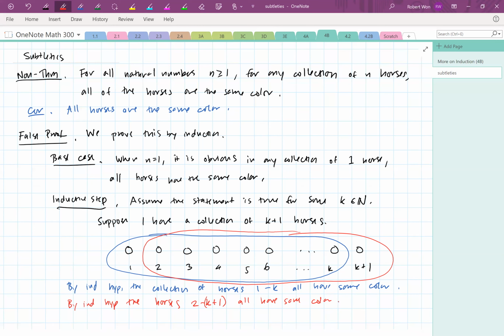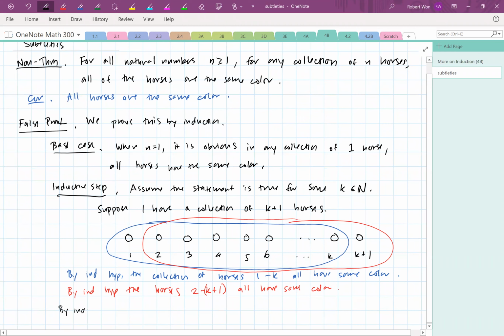But if you look at this picture, that means that 1 and 2 have the same color, but also 2 and k plus 1 have the same color, which means that actually all of these need to be the same color, right? If 1 through k are all brown, they're all the same color, and 2 through k plus 1 are all the same color, that color must be brown, which means that all the horses are brown, right?